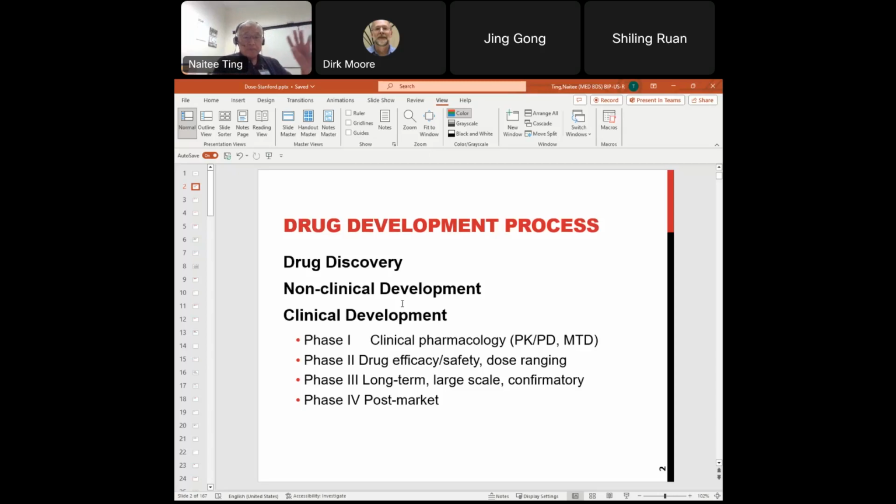So they increase, and when they see some toxicity, they will stop. Now, they try maybe one or two species at the beginning. All right. So you go through non-clinical development. They're trying to look at different concentration response relationships.